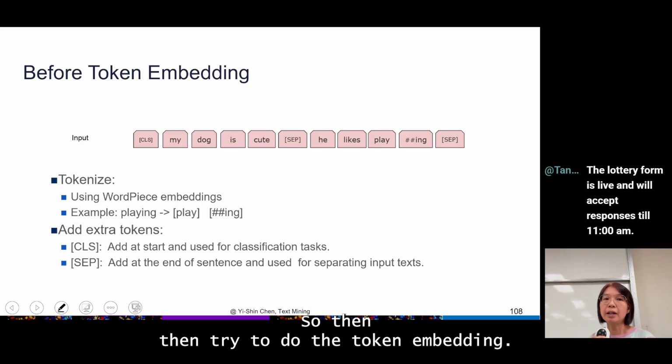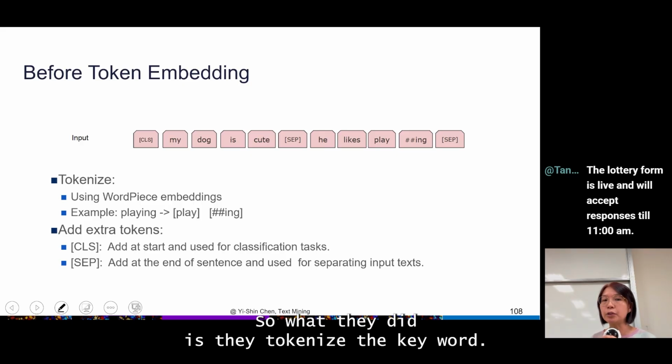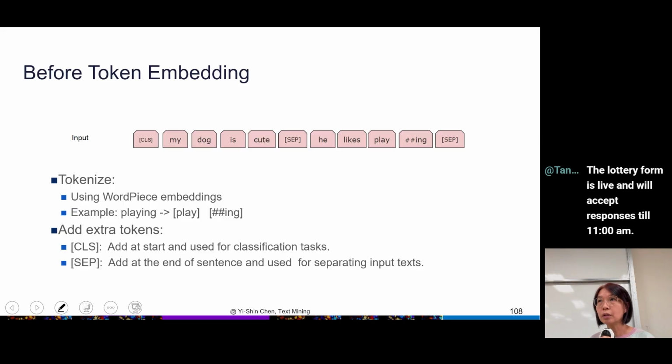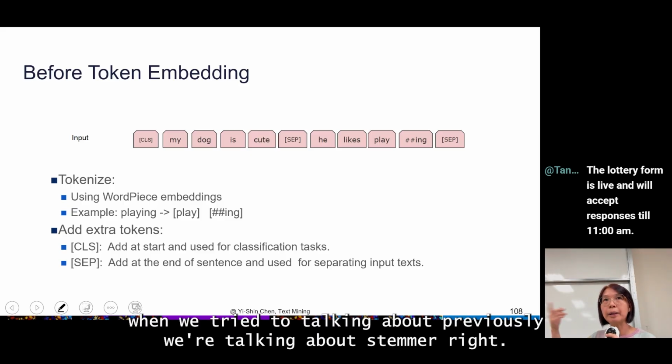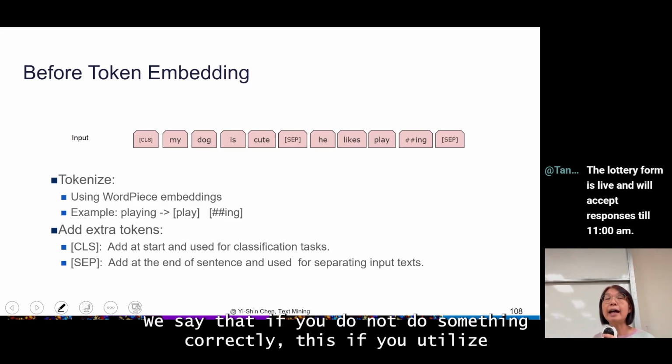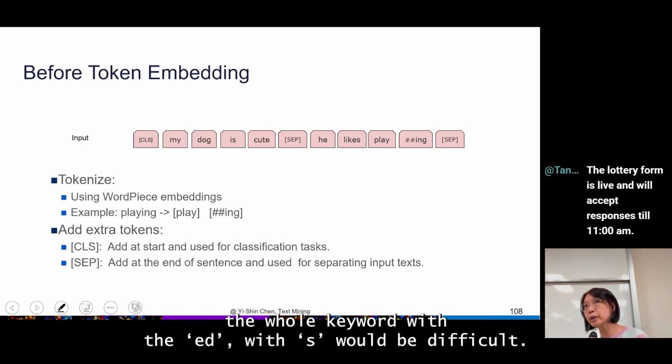Okay, so then let's do the token embedding. What they did is they tokenized the keywords. Do you remember the concept of tokenization from when we talked about it previously? We talked about stemming, right? If you do not do it correctly, if you type the whole keyword with the ed, with the s, it was difficult.